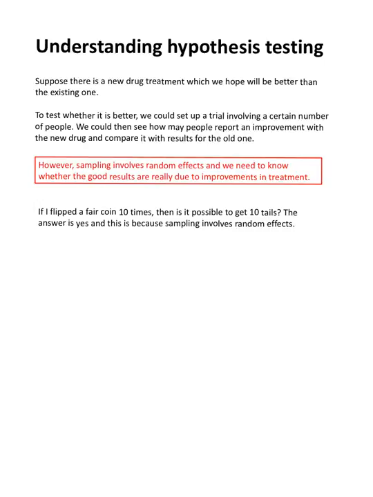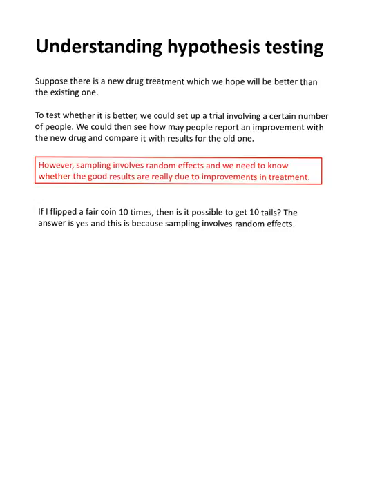So here, suppose we've got a new drug treatment which we hope will be better than a previous one. So we have to test whether this treatment is better. We could set up a trial involving a certain number of people, a sample of people. And we could then see how many people report an improvement with this new drug and then compare these results with the old one.